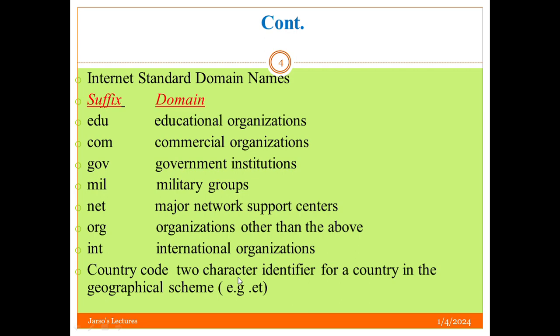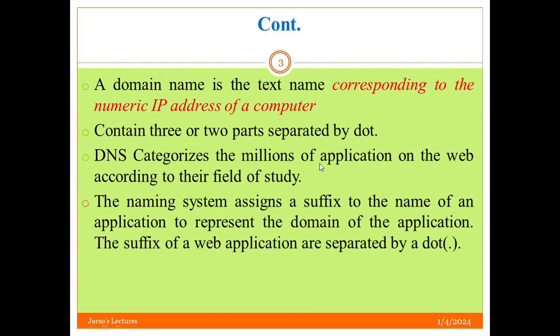Such like that. Look now, this means this DNS categorizes millions of applications on the web according to their fields of study, according to their applications. There are commercial organizations, government organizations, military organizations, educational organizations. Each of their resources should be given a separate suffix. The naming system assigns a suffix to the name of an application to represent the domain name of the application.